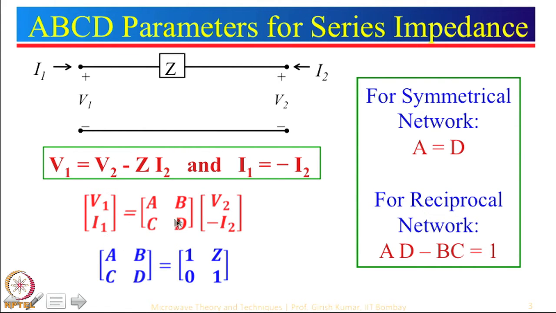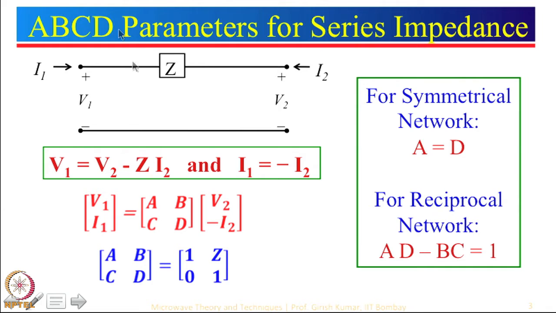Now let us see I1. I1 is C times V2. There is nothing corresponding to V2, that means C is equal to 0. And then from here I1 is equal to D times minus I2. Comparing this, D will be equal to 1. So, we can say that the ABCD matrix for this particular case is 1 Z 0 1. Please try to remember this because we are going to use this later on.